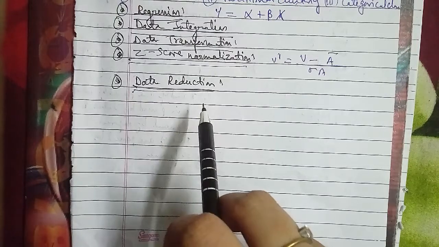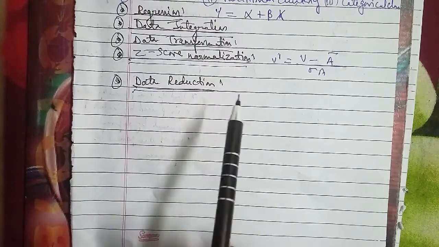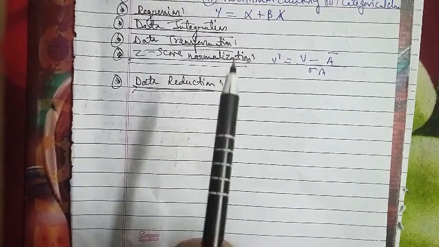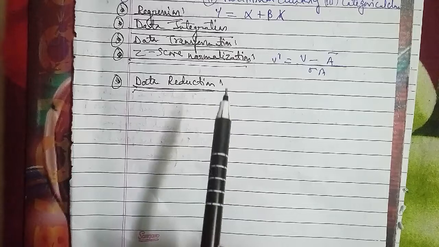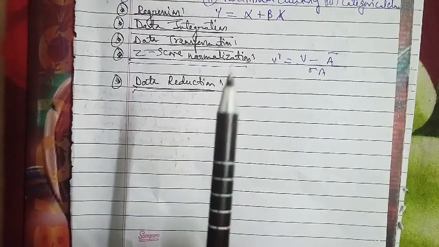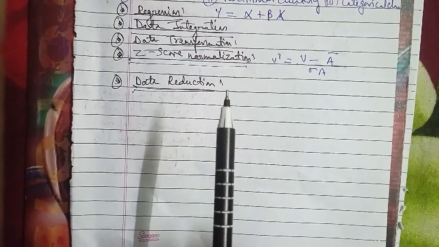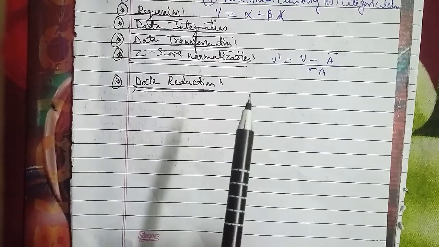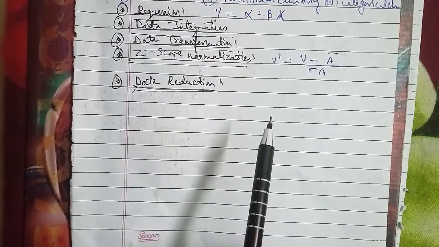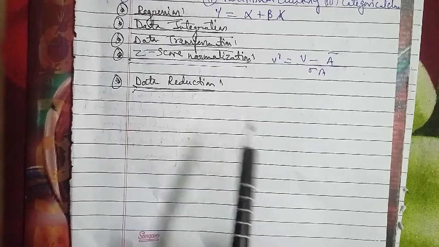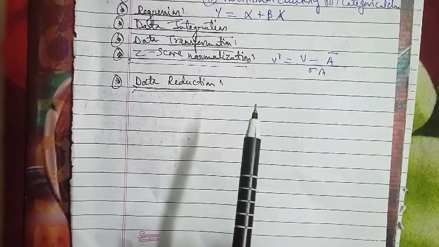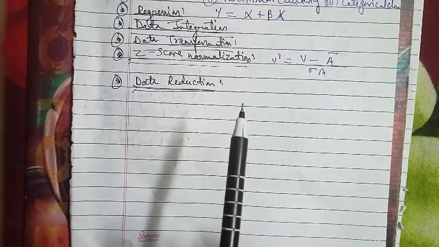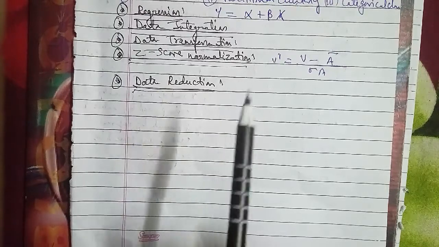Selecting data from a large data warehouse for analysis takes a very long time to process, which makes it impractical. Data reduction is used to obtain a reduced representation of the data in smaller volume while maintaining the integrity of the original data. We'll also talk in detail about the methods of data reduction. The first method is data cube aggregation, where aggregation operations are applied to the data in the construction of the data cube.